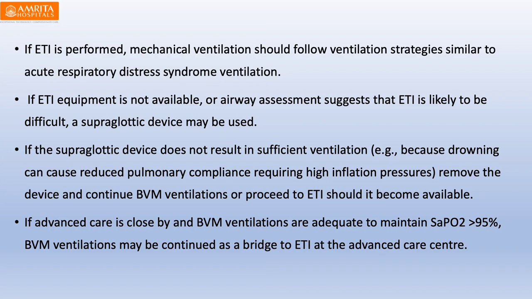If ETI equipment is not available, you don't have any endotracheal tube with you, or airway assessment suggests that ETI is likely to be difficult, supraglottic airway devices can be tried. So extraglottic devices can be tried, but if the supraglottic device does not result in sufficient ventilation, remove the device and continue with your bag mask ventilation. So the important thing is, if you can do an ETI, endotracheal intubation, go ahead, otherwise go ahead with your positive pressure bag mask ventilation. So that is equally good.